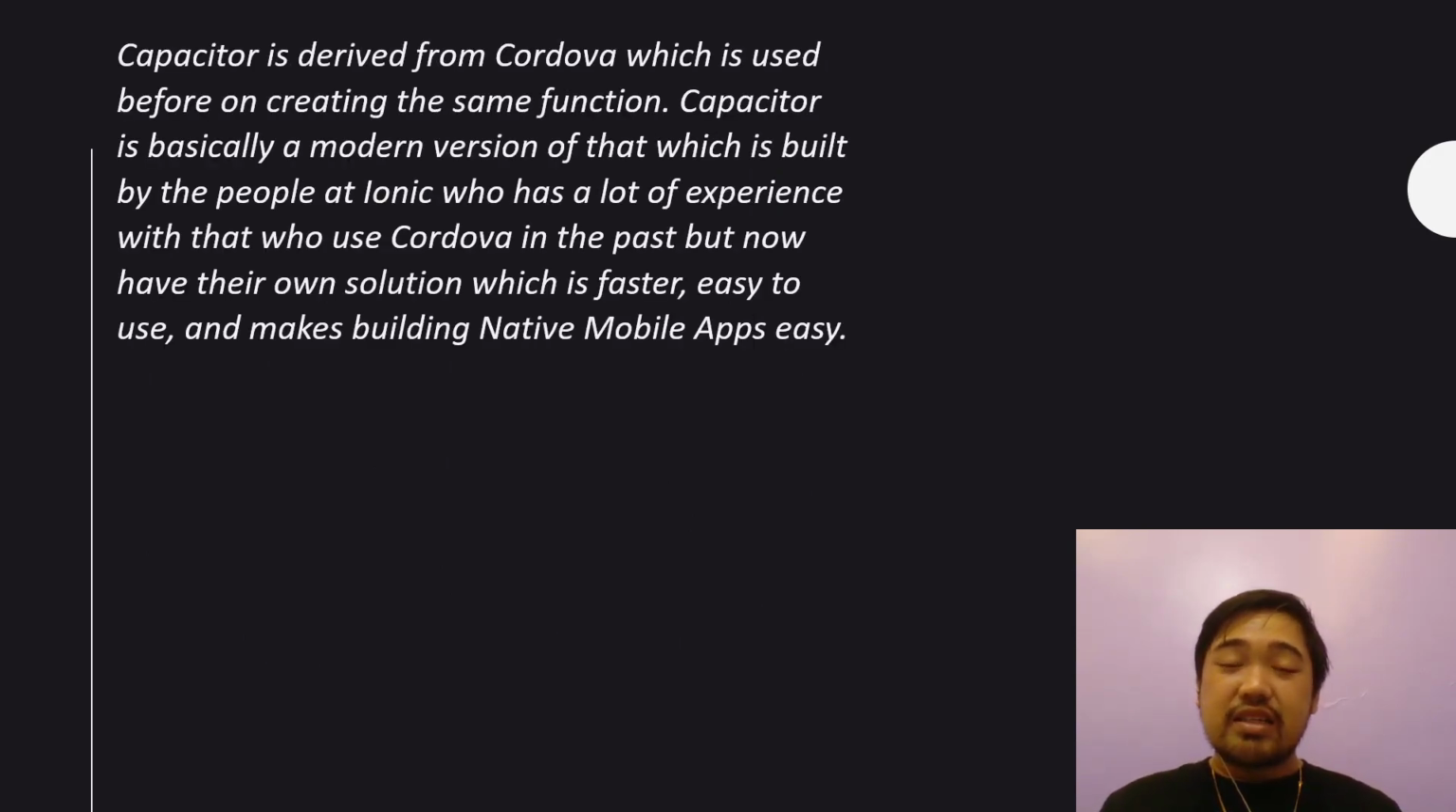So, si Capacitor guys is basically derived siya from Cordova. Cordova po yung gamit before. Kapag meron tayong logic ng JavaScript na gumagamit ng native feature, si Cordova po yung ginagamit natin. Basically, si Capacitor is just a modern version of that, which is built by the people at Ionic who has a lot of experience with that, who used Cordova in the past. But now, they have their own solution, which is faster, easy to use, and makes building native mobile apps easy. Kasi nga, yung compatibility niya is nandun talaga dahil gawa mismo siya ng mga tao sa Ionic.